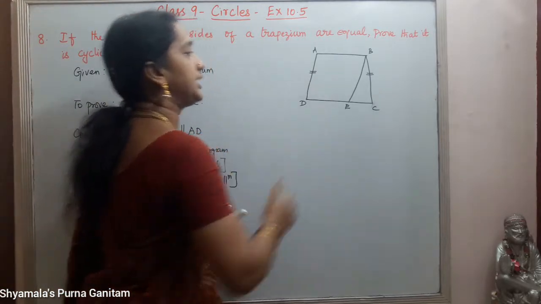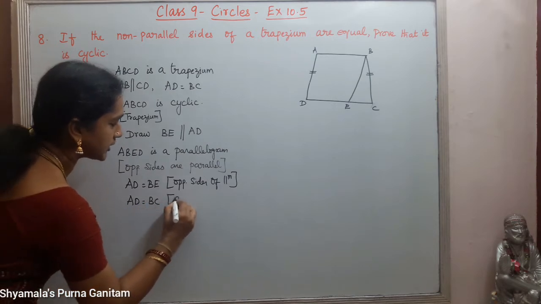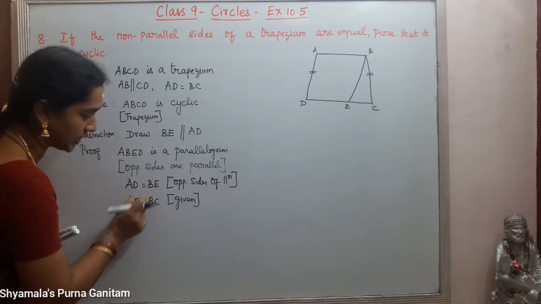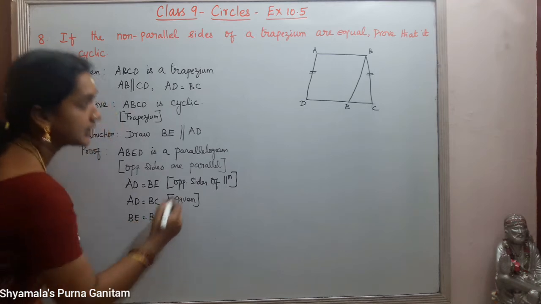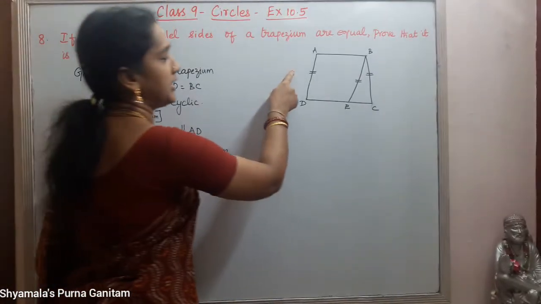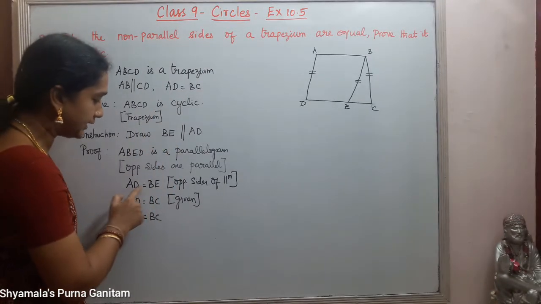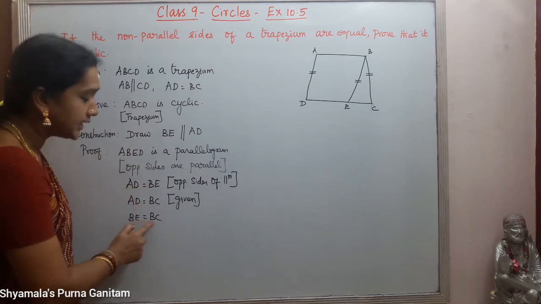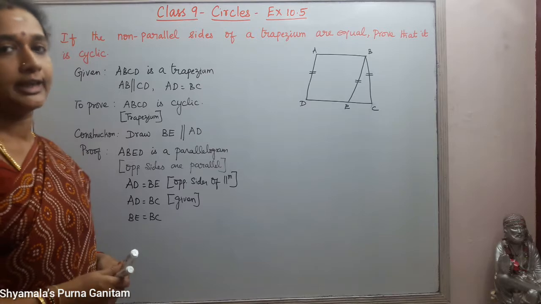Already in the question it is given AD equal to BC. So from these two equations, we can say that BE is equal to BC. In the question it is given AD is equal to BC. Now, since it is a parallelogram, AD is equal to BE. Since AD is common to both, we can say that the other two sides are also equal. BE is equal to BC.